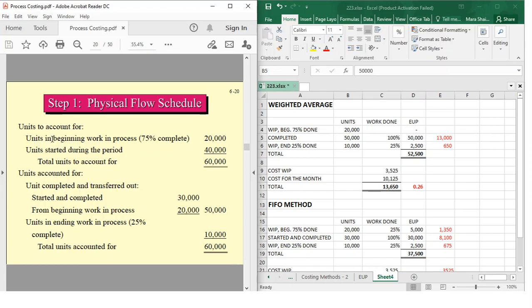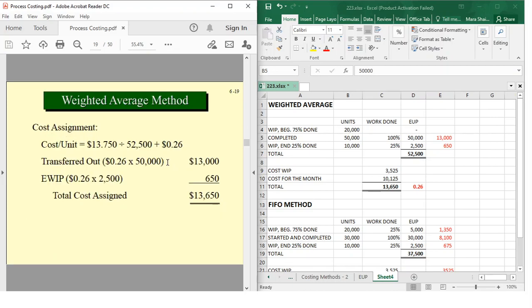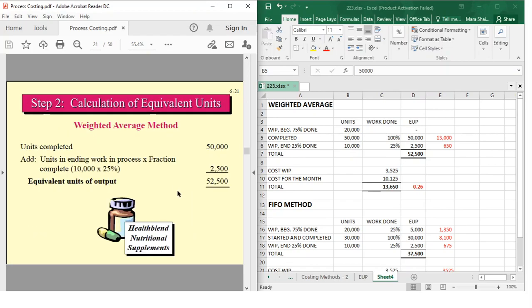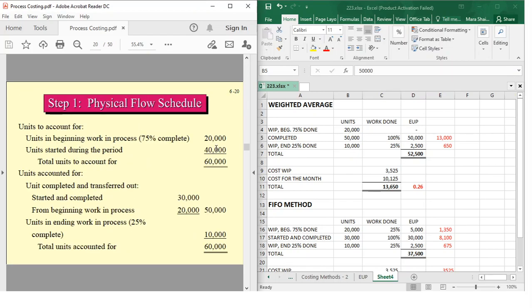So, in this case, you have your beginning work in process of 20,000, and then units started during the period of 40,000. This 40,000 is, right, 30 plus the 10,000 units for your work in process ending. That is why the units you started is 40. So, your total units for this month is 60,000.